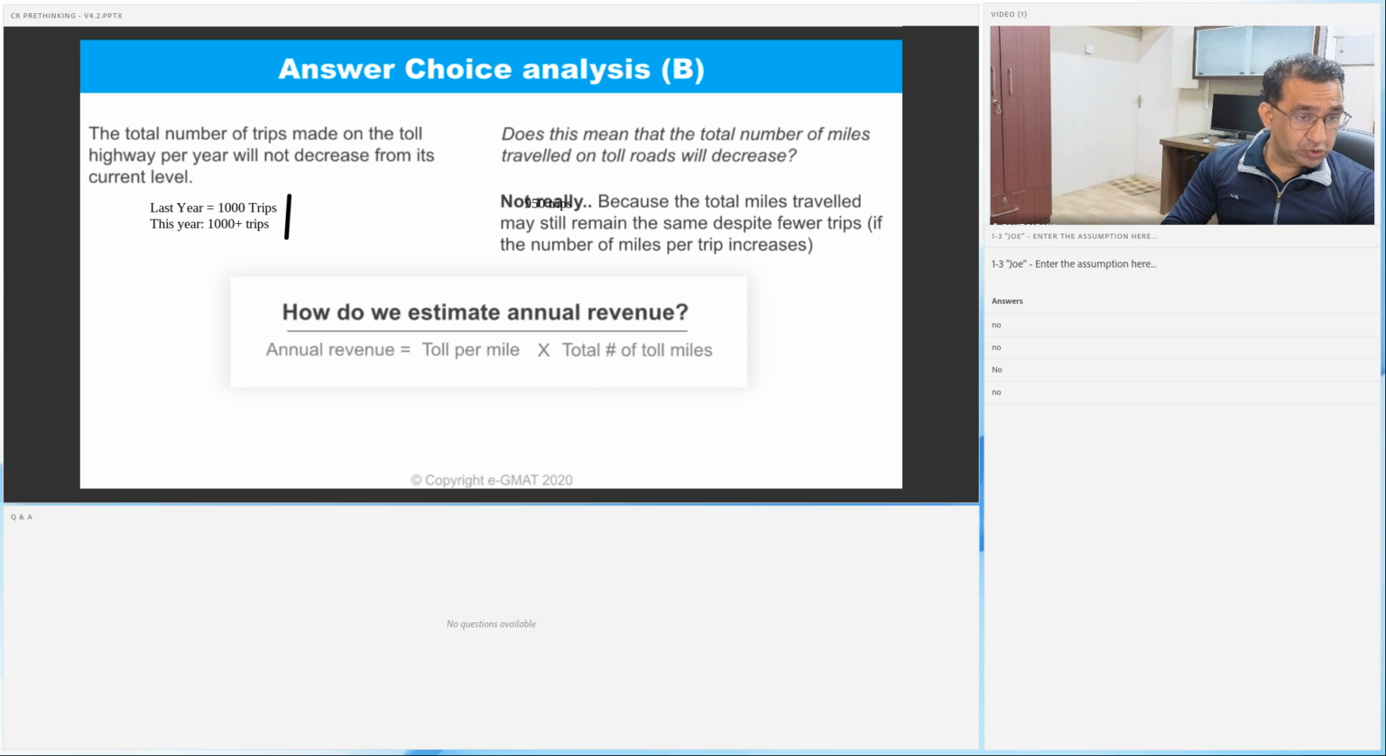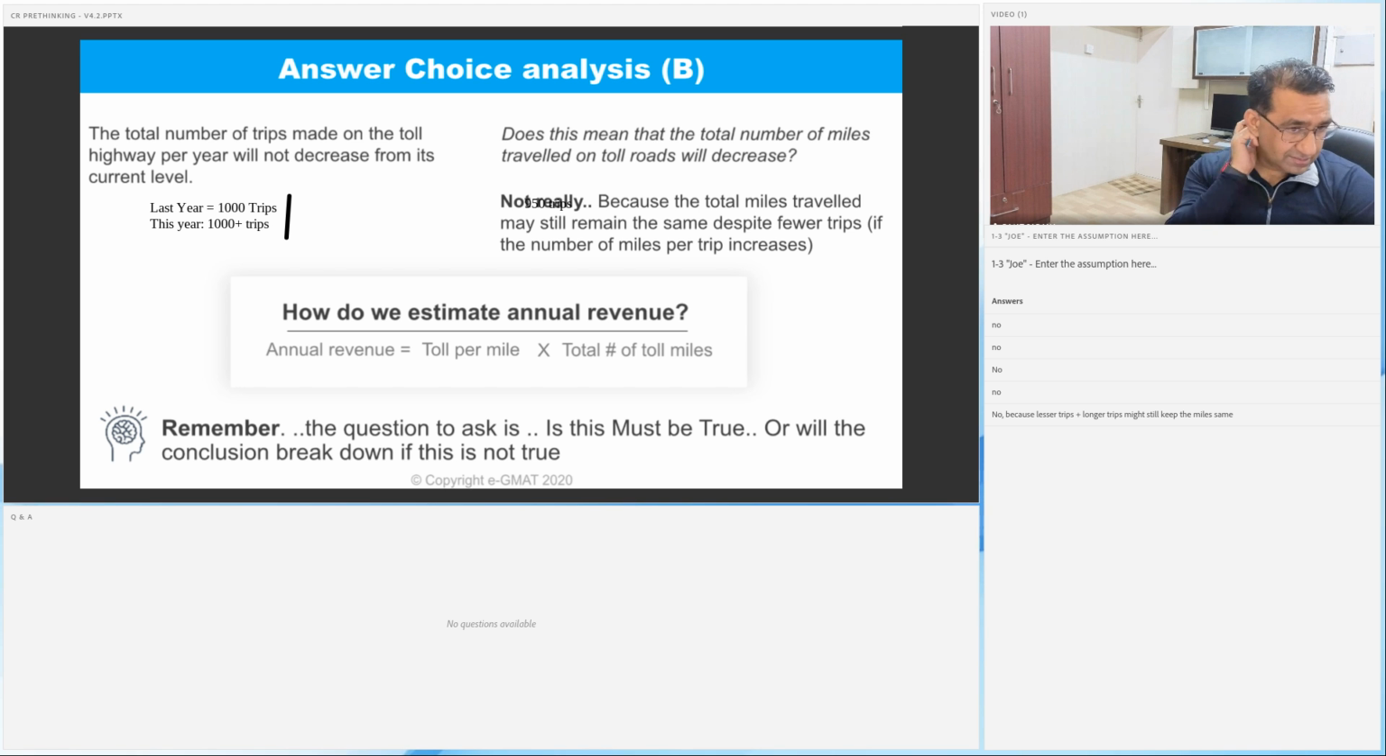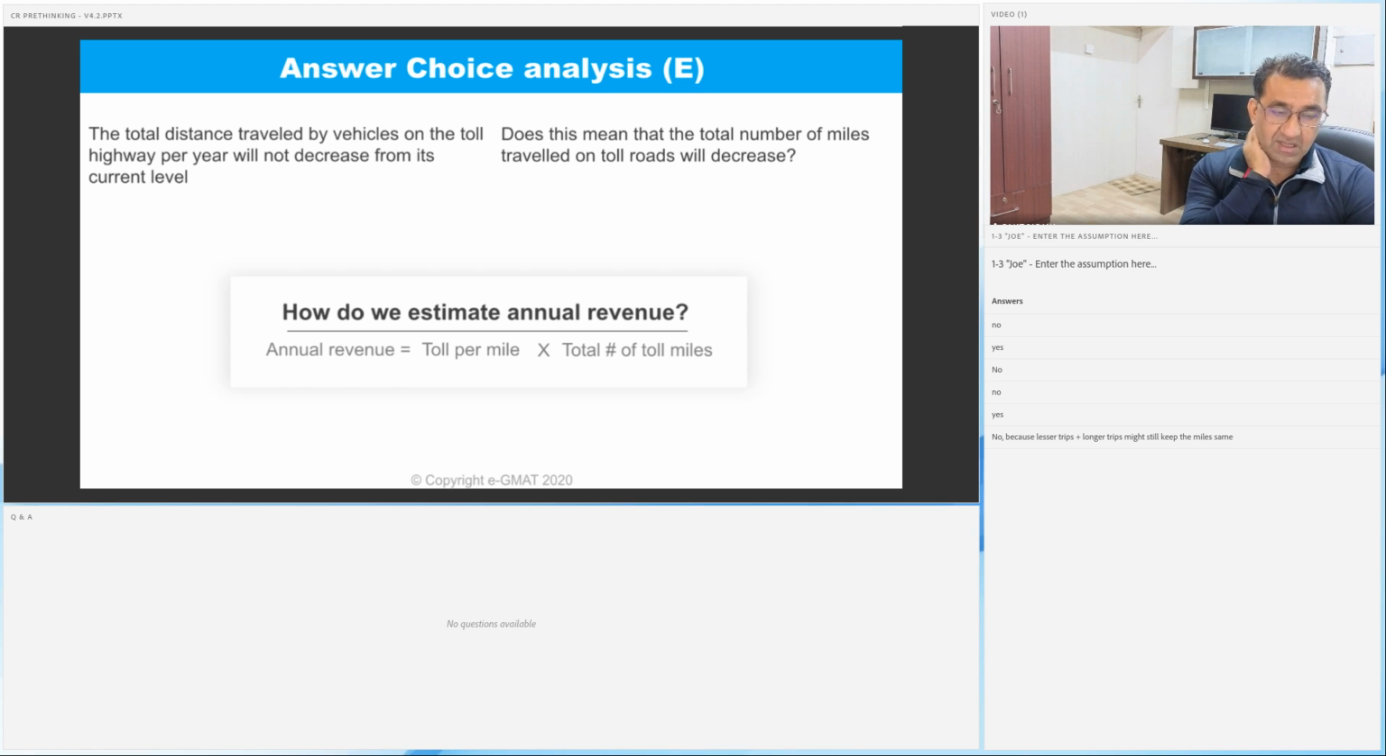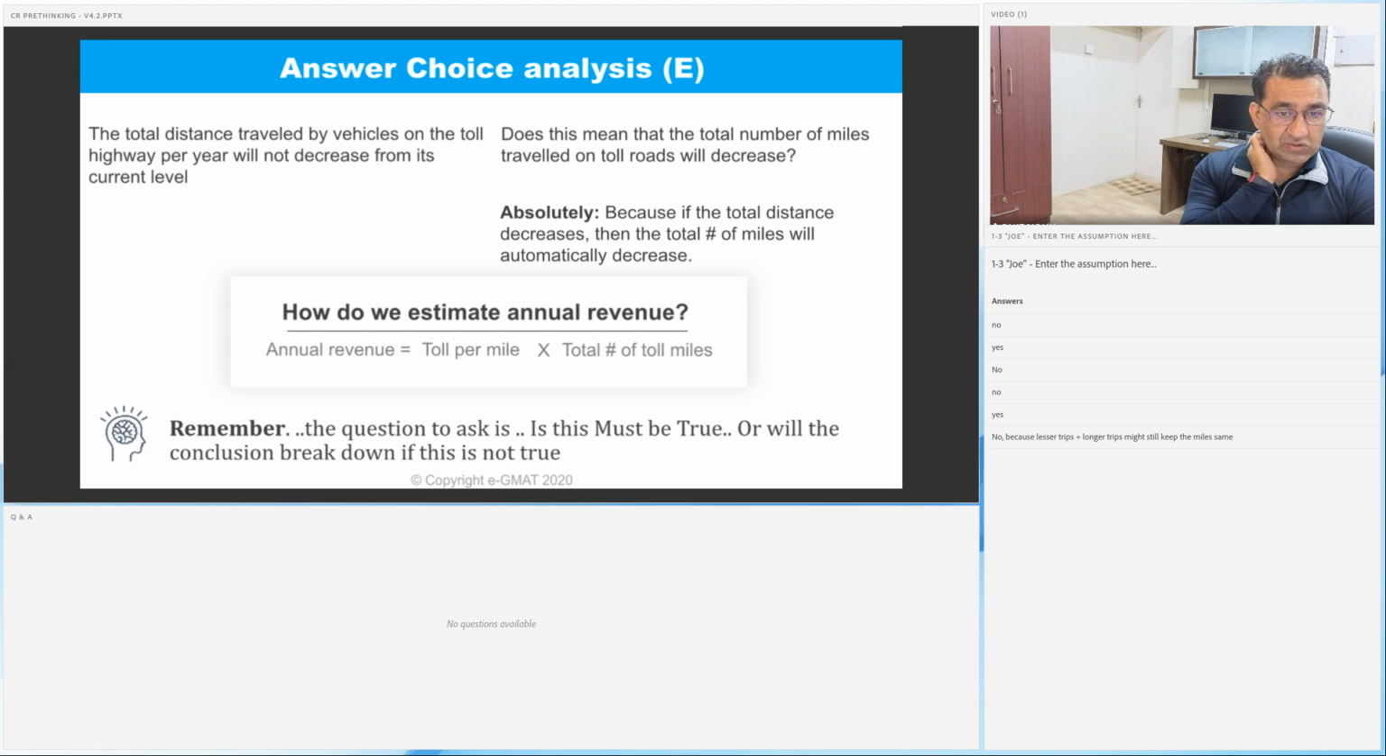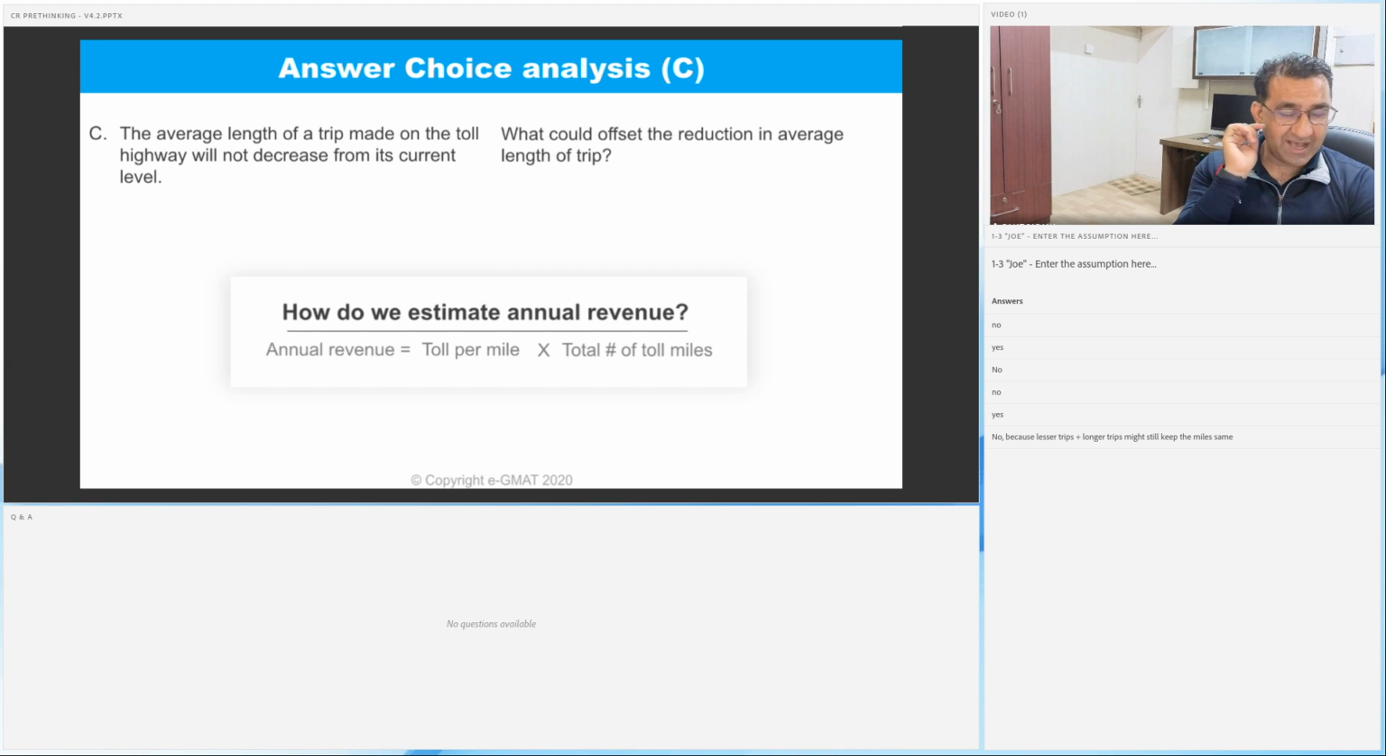Is that clear to people who chose choice B? Remember, always ask the question, is that must be true? Choice E is our correct answer. It talks about the total distance. 45% of you chose choice E. Now, choice C was also really popular, which was the average length of trip.